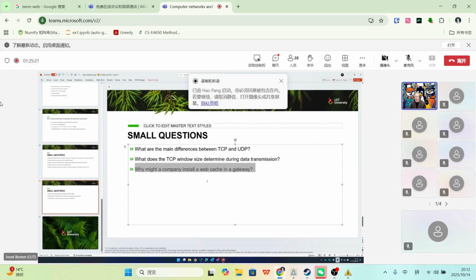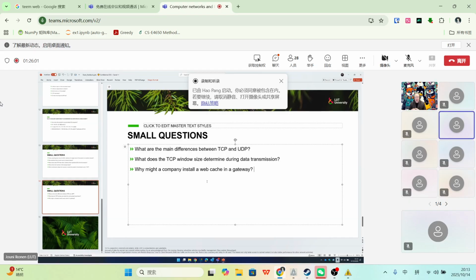So very early in the course, we talked about web caches in gateways. Why would you consider having a web cache in your gateway for your company or your organization, from the company perspective? Maybe reduce the congestion levels, and resources that are frequently accessed. Okay, there were two. Jacob, please.